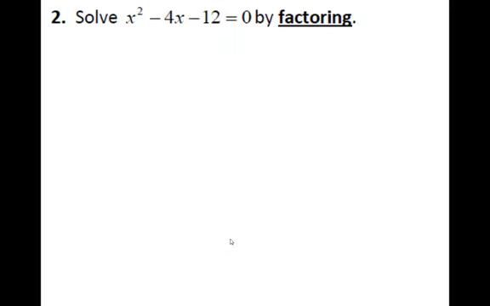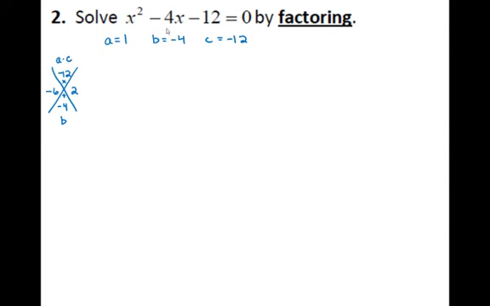Problem 2. Solve the quadratic by factoring. A is 1, b is negative 4, c is negative 12. I'm going to use the giant X just as a technique to organize my information. On the top, a times c, that's negative 12. On the bottom, it's b, which is negative 4. So I'm thinking of two numbers that multiply to be negative 12 and add up to be negative 4. That's negative 6 and 2.